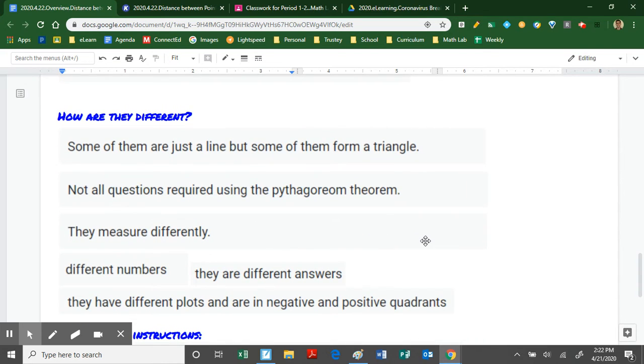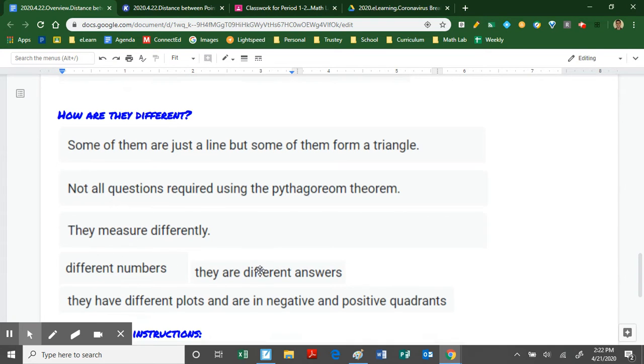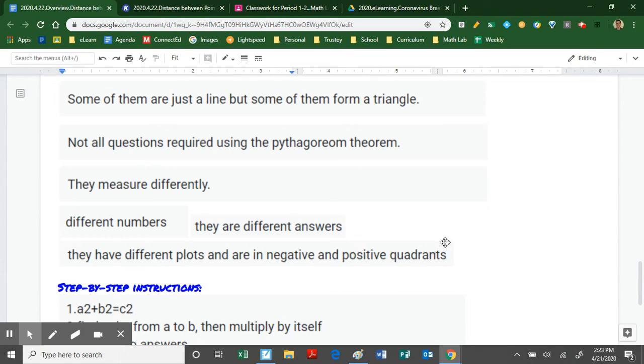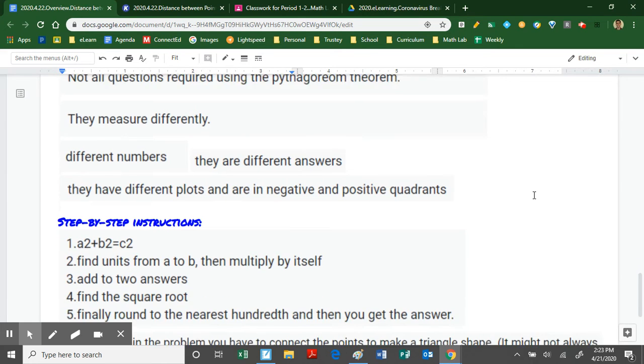How are these problems different? Some of them just align, but some of them form a right triangle. Now, this is interesting. If it just forms a straight line where you can literally count the units, it's not required to use the Pythagorean theorem. But if the distance between 2 points is a diagonal and you have to draw a right triangle, then yes, you'll have to use that Pythagorean theorem. Measure differently, different numbers, different answers, and different plots. I love this person talking about the negative, the positive quadrants. Remember, 1, 2, 3, and 4 are the names of the 4 quadrants.